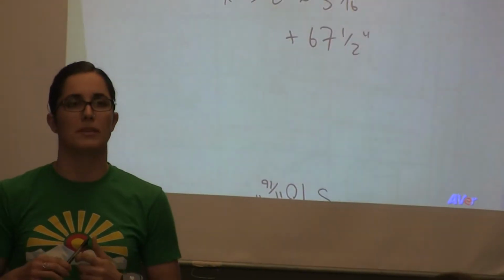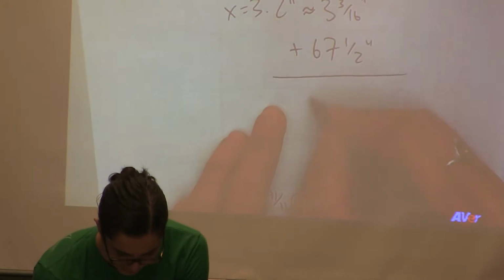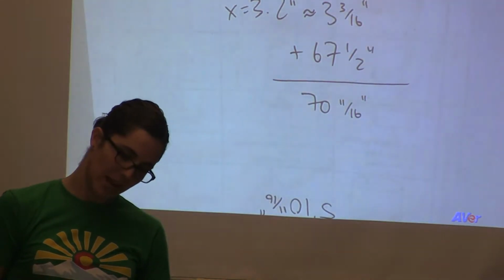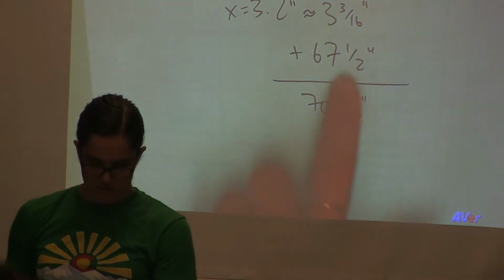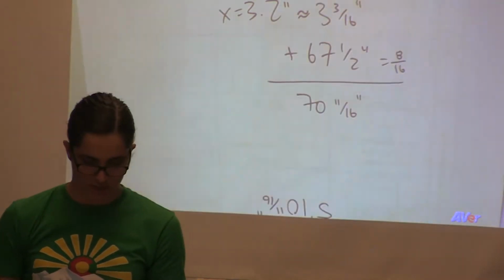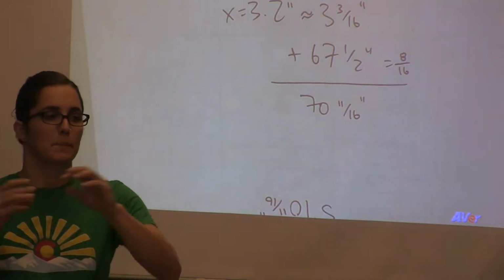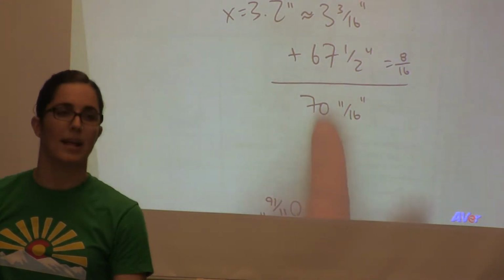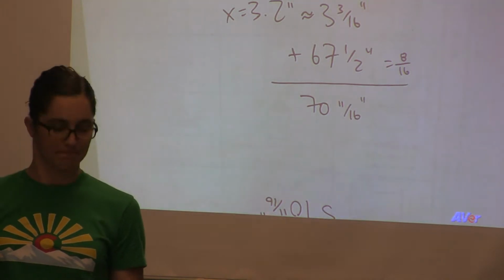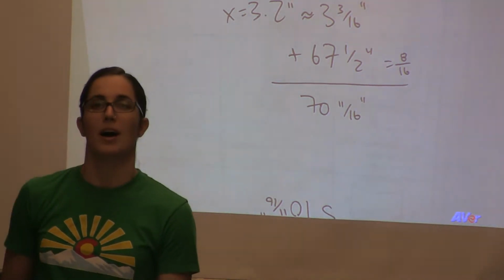What did we come up with, Kenya? You guys agree? 11, 8. Did you guys do it like this, that a half is 8/16 plus 3? Okay, cool, great. So you would cut it at 70 and 11/16 inches.